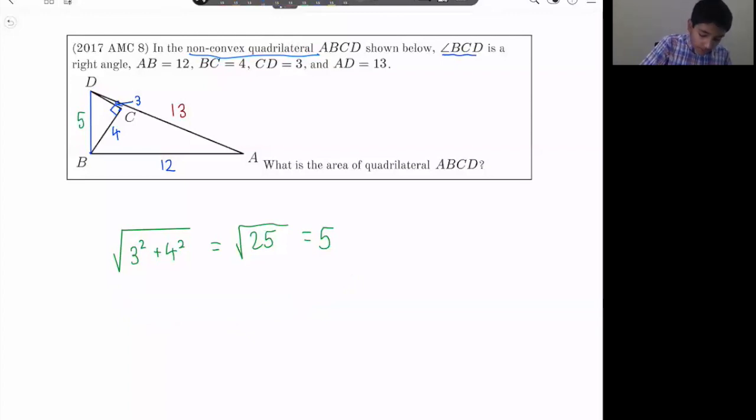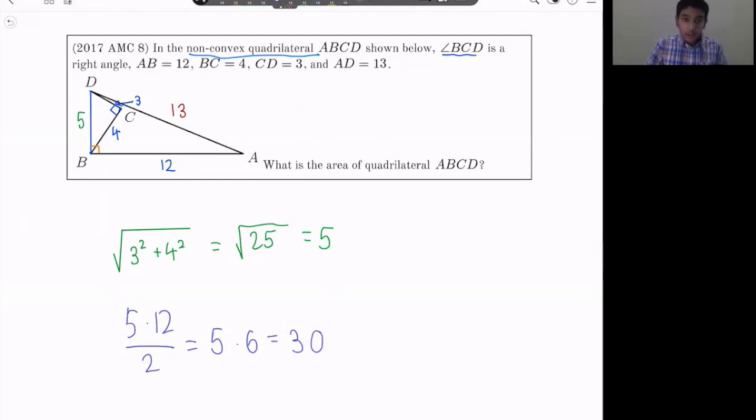So now what? Now we see that we have 5, 12, and 13. If you remember from earlier, 5, 12, 13 is also a Pythagorean triplet. And what does that mean? That means this is a right angle, and that gives us a lot to work with. That means the area of ABD, the big triangle here, is just going to be 5 times 12 divided by 2, which is equal to 5 times 6, which is 30.